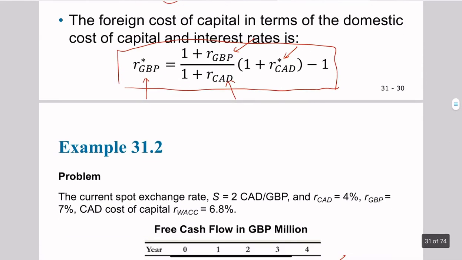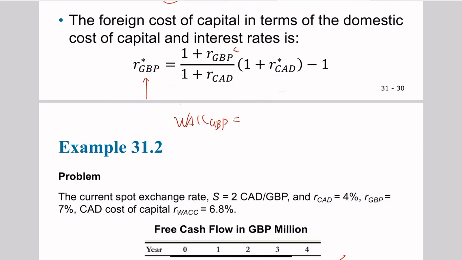Well, we will use this formula we just learned. So what's the name for this? Let's use WACC GBP, right? I guess the notation here is a little confusing. So this one refers to the cost of capital in the UK, and it's the same thing as WACC GBP, right? So these two notations are the same. Both of them refer to the cost of capital in British pounds.